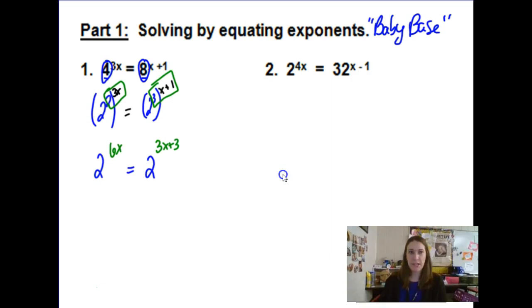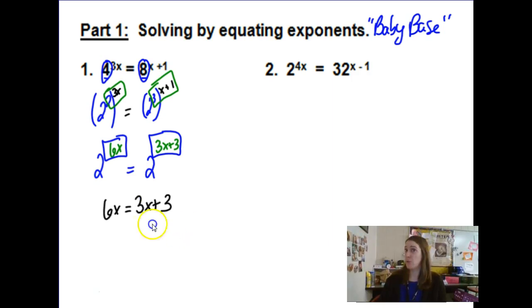So think about what we're saying. 2 to the 6x power equals 2 to a different power. Well, the only way for this statement to be true would be if this exponent and this exponent were exactly the same thing. So that's what we're going to set up. We're going to say that 6x is the same as 3x plus 3. And that is a super easy equation for us to solve. We're going to subtract 3x from both sides, get 3x equals 3, and then finally x equals 1.